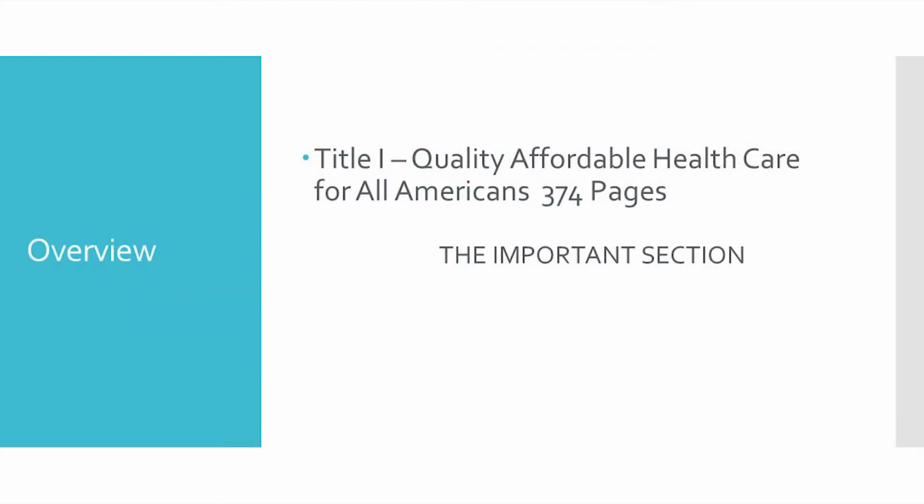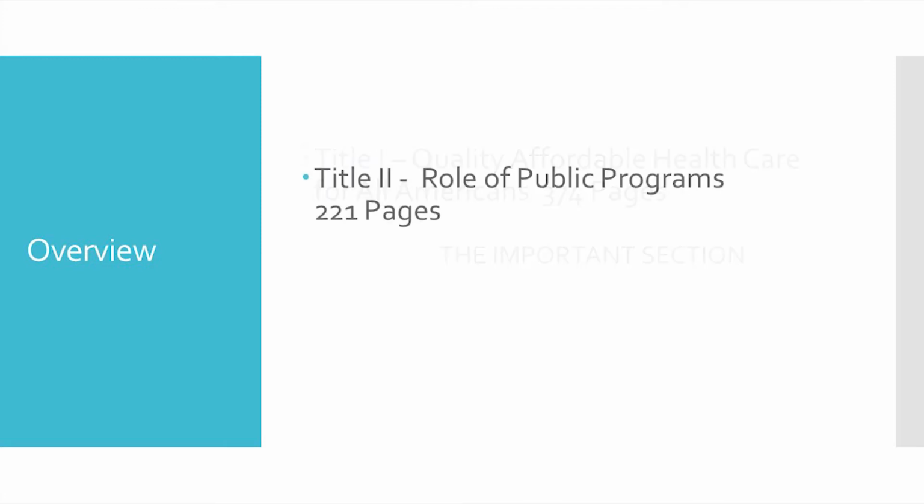Title I was called Quality Affordable Health Care for All Americans. This was 374 pages, and it was the most important section because it was the thing that put the insurance plan into place. So the whole healthcare.gov and insurance being sold on the exchange and rules around employer-based coverage. Title II was called Role of Public Programs. So this was a lot of significant changes to Medicare and Medicaid. That section was 221 pages long, so it's a big law.